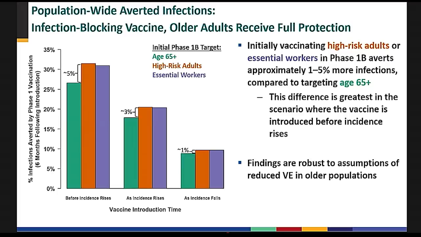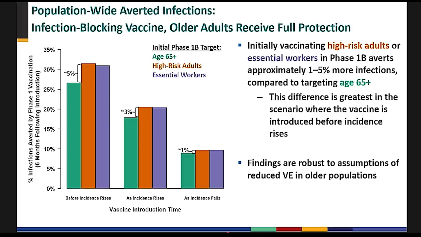This slide shows the population-wide averted percentage of infections, assuming an infection-blocking vaccine and that older adults receive the same protection or efficacy from the vaccine as younger age groups. The bar chart shows the percentage of infections averted by the phase 1 campaign over the 6-month horizon following the introduction of the vaccine.